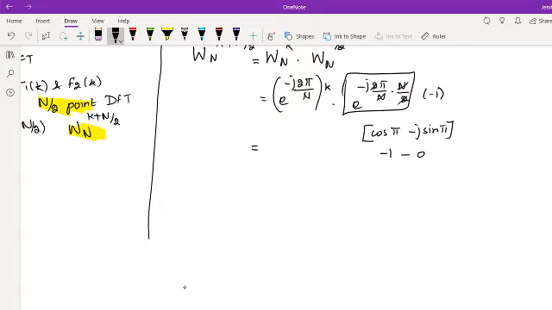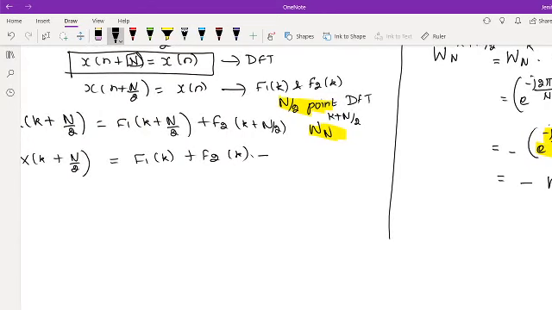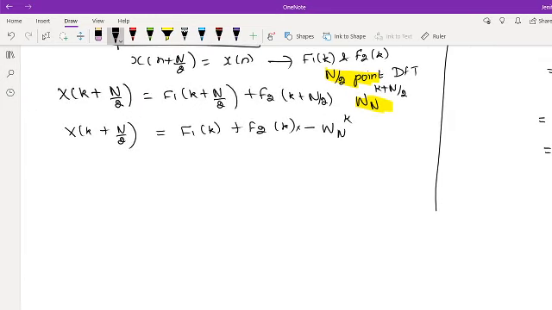So this is equal to minus e power minus j 2 pi k by n. Or I can say this term is minus w n power k, because this entire term e power minus j 2 pi by n is wn, and apart from that, the power k. So again I am writing this term as minus w n power k. Now I can write x of k plus n by 2 is equal to f1 of k minus f2 of k into w n power k.